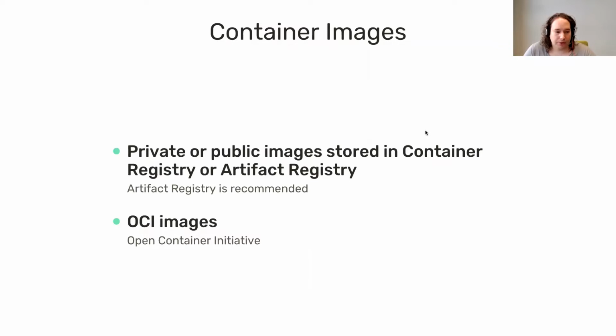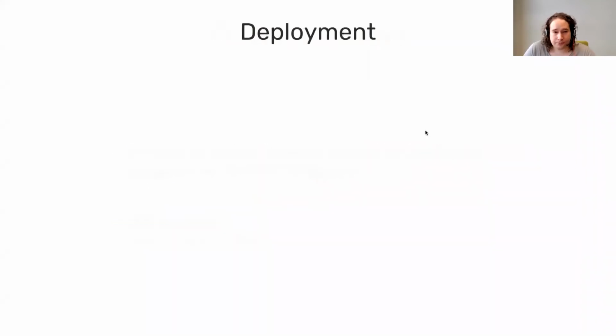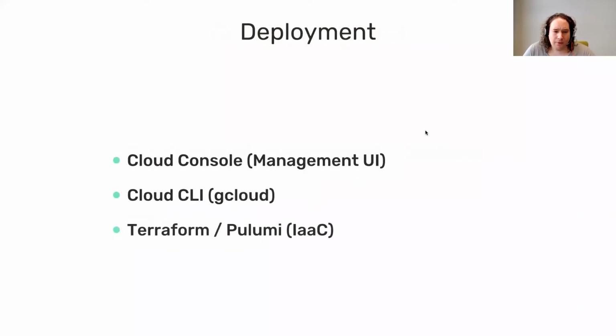And compared to Cloud Functions, all Docker images, so Open Container Initiative images, are supported, which enables you to write in a range of programming languages, frameworks, and such. There are three main ways you can deploy a Cloud Run service. You can do it via the Google management UI, the Cloud Console. You can click it, define a name, select the image, and click create. And a minute later or less, the service is up and running.